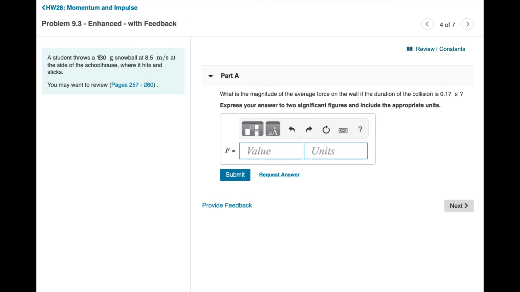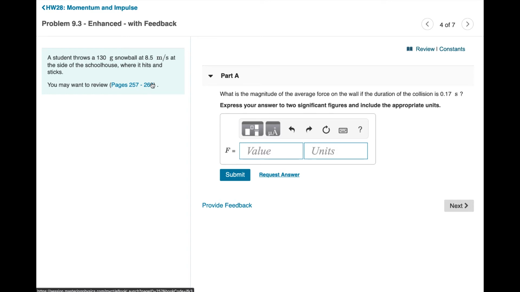So a student throws a 130-gram snowball at 8.5 meters per second at the side of a schoolhouse, where it hits and sticks. That'd be quite a throw. What is the magnitude of the average force on the wall if the duration of the collision is 0.17 seconds? Well, I'm going to use my impulse law again.